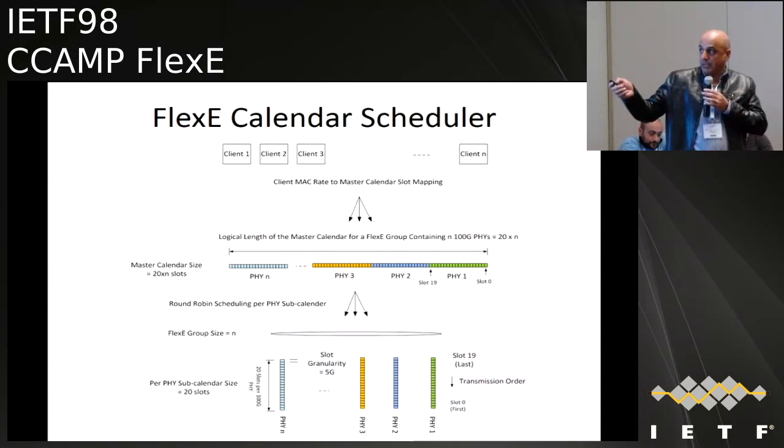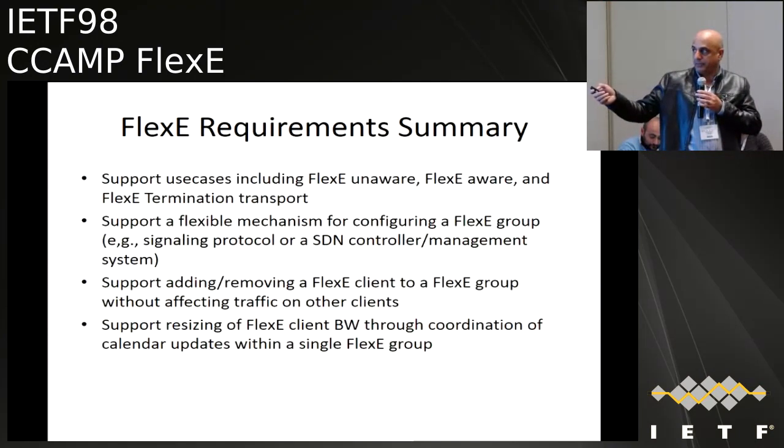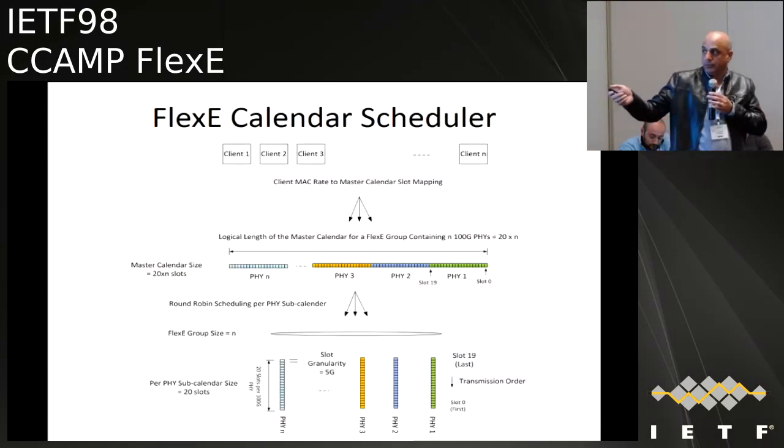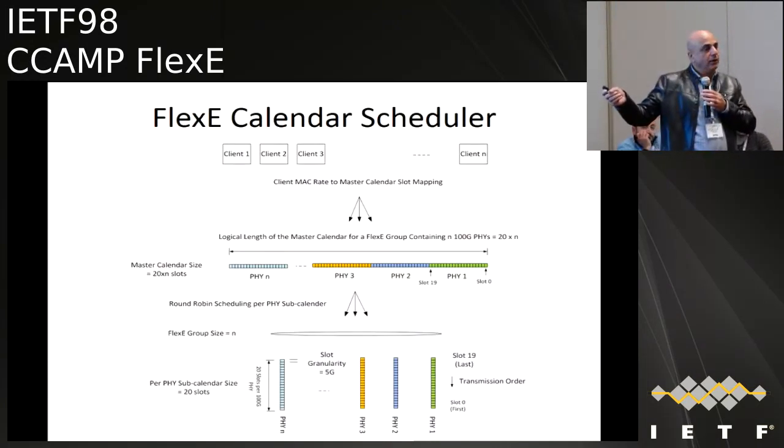Okay, so this is how the calendar mechanism works. Every time you're adding a client, you need to assign which calendar slot you're going to map it to, and then indicate it to the remote end. I'll show some examples later on. This coordination needs to happen between MUX and DMUX.